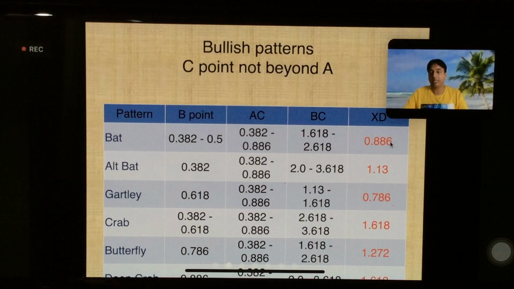If we are suspecting bat, drop at 0.886. See where BC is. If BC is matching within this, then it's bat. But if BC is matching 2 to 3.618, then you can think of alternate bat. If BC is 2.618 to 3.618, then you can think of crab. Right? So first rule is nearest.